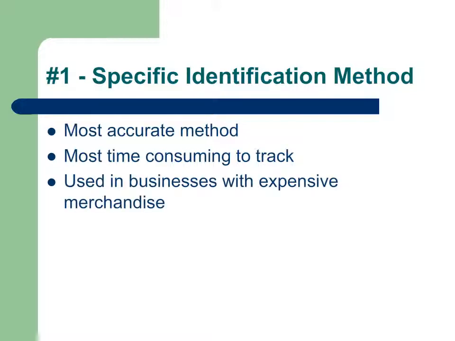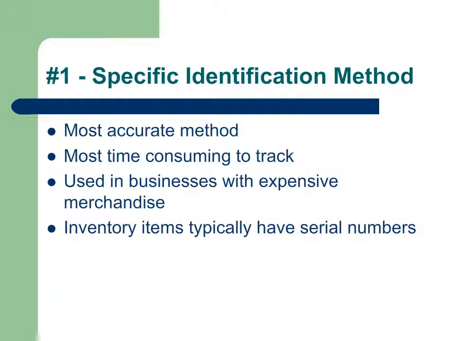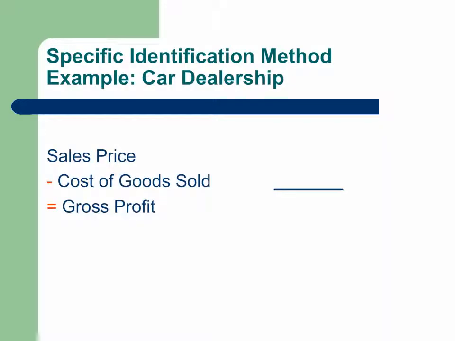This method is typically used in businesses selling expensive merchandise that can be tracked using a serial number, like automobile dealers, equipment dealers, and high-end electronics stores. Consider a simple example from a car dealership. The sales price is the amount for which the dealer sold the car. The cost of sales, cost of goods, or cost of goods sold is the amount the dealer originally paid for the car.